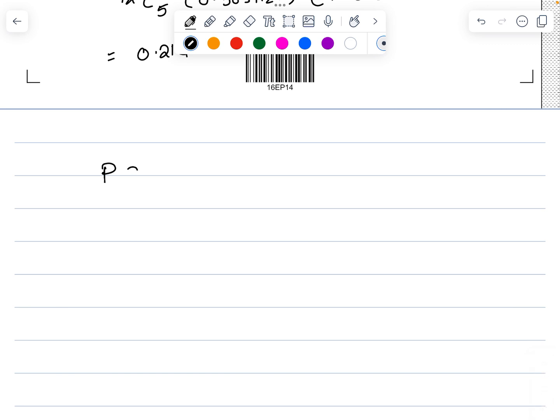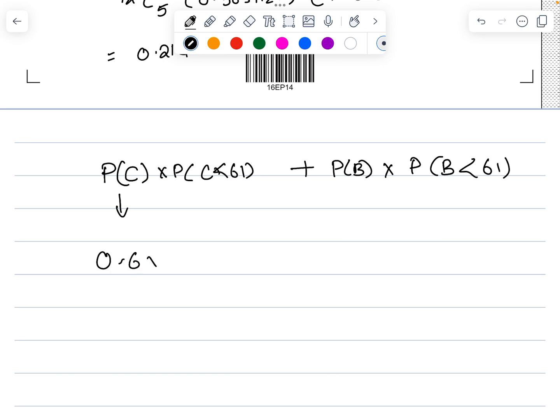So it can be a chocolate muffin and it should be less than 61 grams, or it should be a banana muffin and it should be less than 61 grams. Chocolate muffin is going to be nothing but how much? 0.6, 60%. And this value we just got, 0.365 and so on. So banana muffin will be 0.4 times the probability of a banana muffin less than 61 grams. Use the GDC for this one.